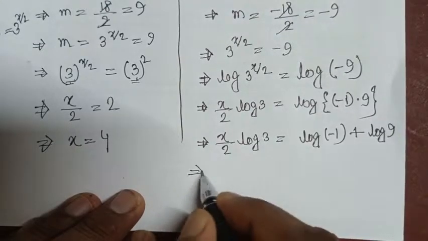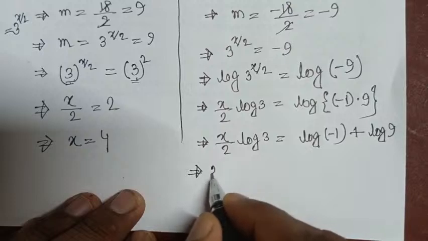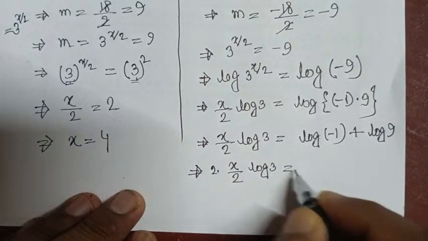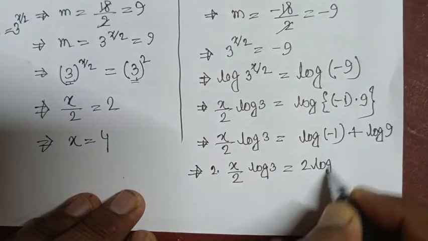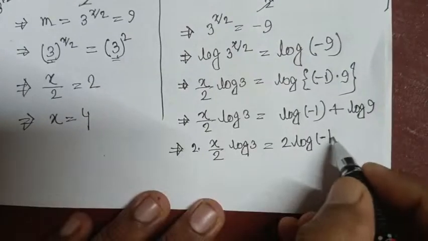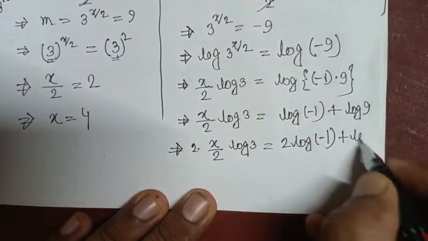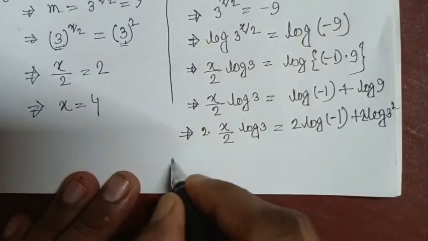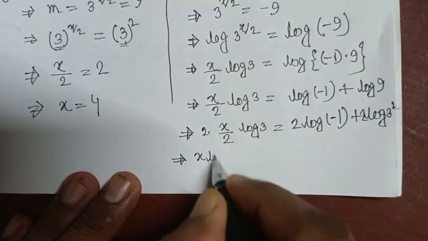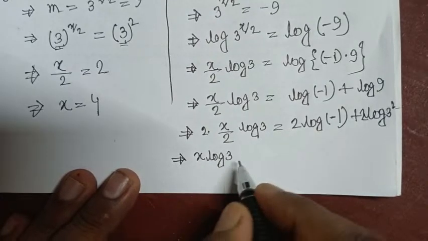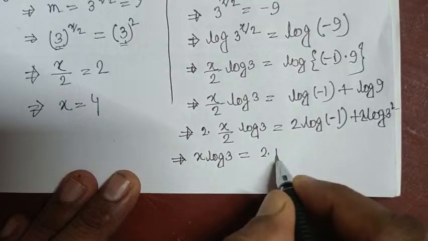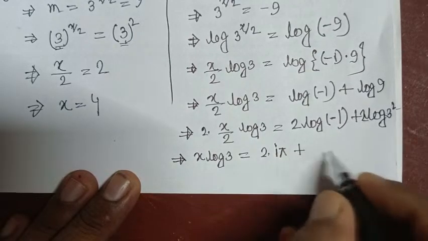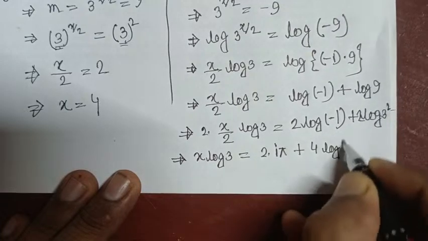If we multiply both sides by 2, then it becomes 2 into x by 2 log 3 equals 2 log of minus 1 plus 2 log 3 squared. Then it becomes x log 3 equals 2 into i pi plus 4 log 3.